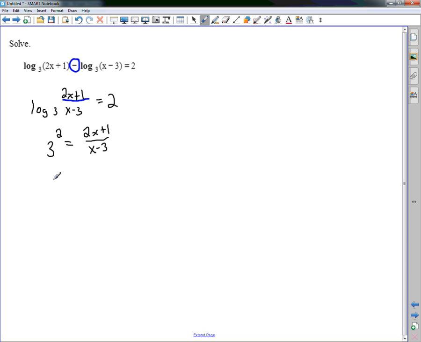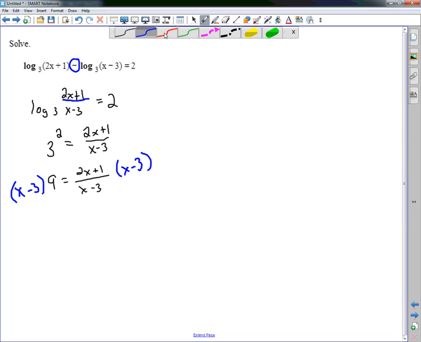3 squared is going to give me 9, equals (2x plus 1) over (x minus 3). Now I don't want a variable in the denominator, so I'm going to go ahead and multiply that whole expression out. So we're going to multiply by x minus 3 on both sides. So what this will do is eliminate the x minus 3's here. So these are going to cancel out, and it's going to leave me with the left side here. If you would rather have the 9 in front, if that looks more familiar to you, you can write it up front.